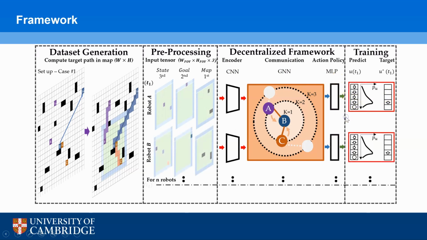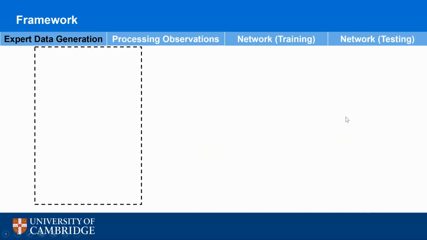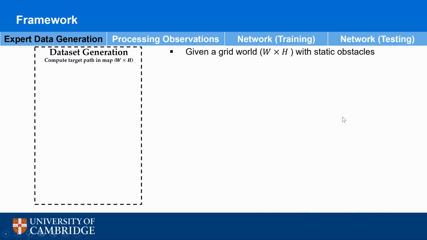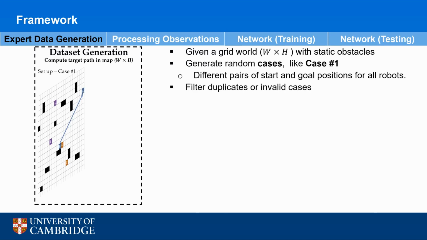To train our model, we propose a supervised learning approach based on expert data. We designed the following process to generate expert data based on the conflict-based search algorithm, CBS. Firstly, we create a grid world with certain width and height and randomly place static obstacles. For each grid world used in training, we generate random cases as shown in the figures. We assign different pairs of start and goal position for all robots. We will filter duplicated and invalid cases.